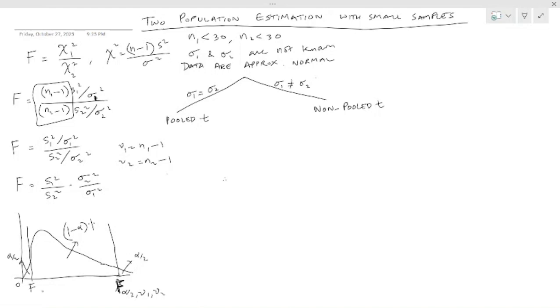Now similar to chi-square, the lower bound is indicated with 1 minus alpha by 2 as subscript, following the concept of 1, which is the total area, take away the area below this borderline of alpha by 2. So 1 minus alpha by 2, nu1 and nu2. This is how we indicate it.